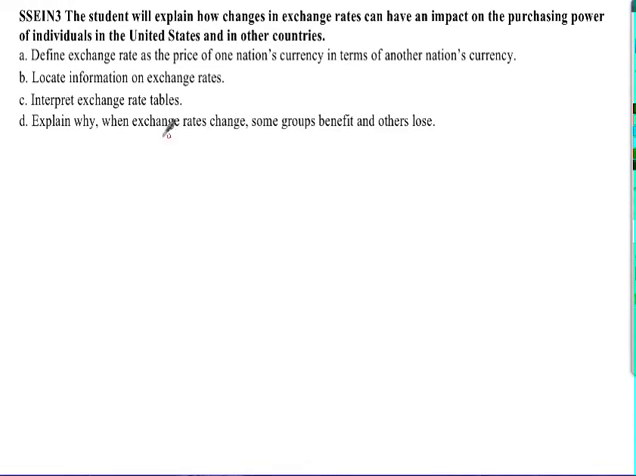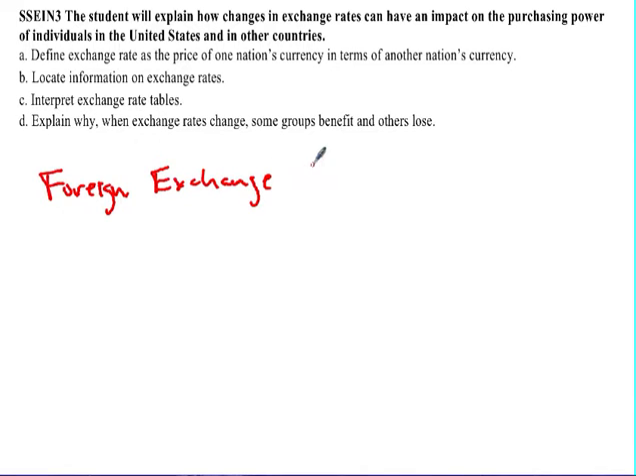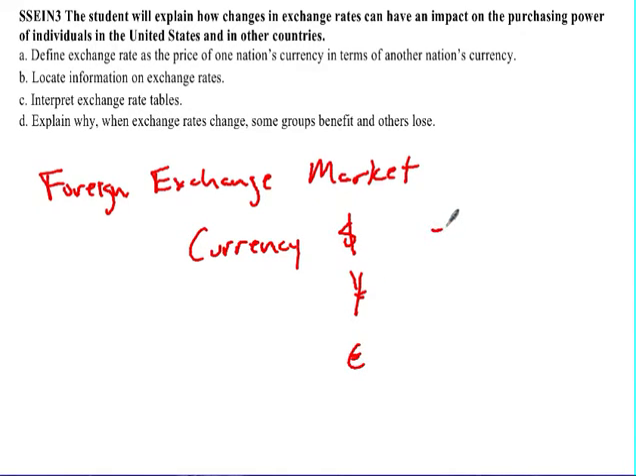So anyway, when we talk about exchange rates, we're going to look at the foreign exchange market. The easiest thing to do here is to think of currency. So a US dollar, or a Japanese yen, or a euro, or a British pound. When you think of these, you need to think of them not as things that we use to buy and sell things, but as individual products themselves.